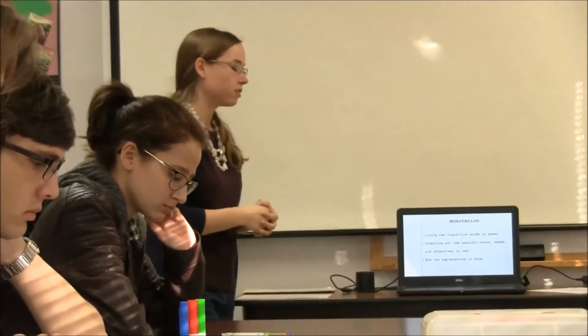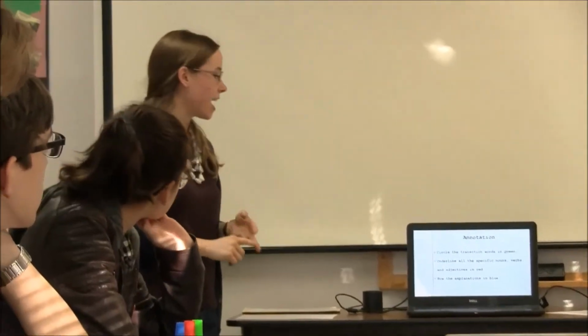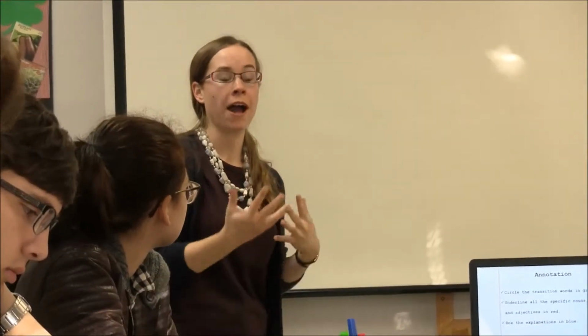And then you're going to underline the specific nouns, adjectives, and verbs in red, okay? Those can be common or proper, but they need to be specific. And then finally, you're going to box the explanations in blue. That's going to be things that answer the question of why they were telling you something, or why they did it in a particular way.